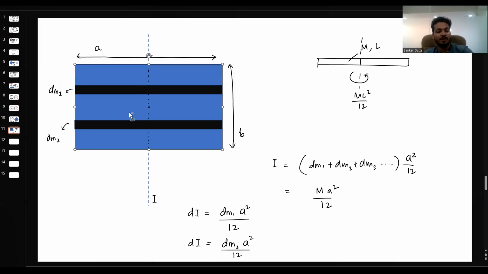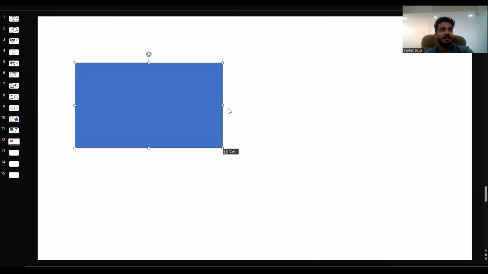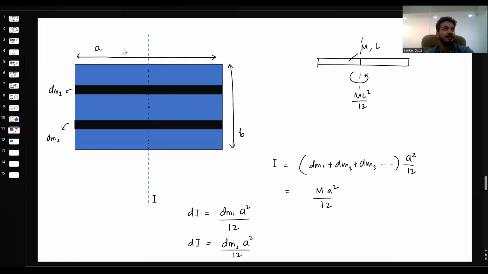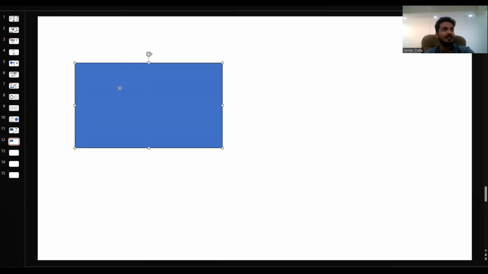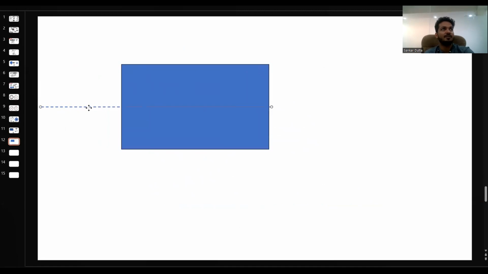Now I have another question for you on the next page, which is this. Same question, but this time instead of the axis being like this, it's more like this. Do you understand the proposition here? What if you try to rotate the rectangle? So it's rotating like this. But this time this length is b, and this length is a.